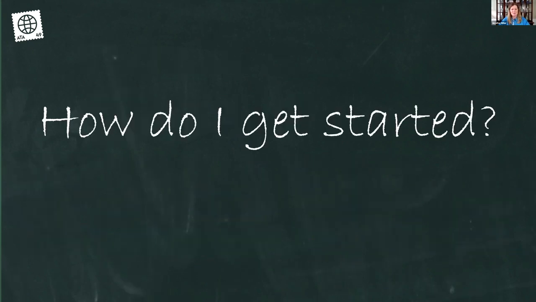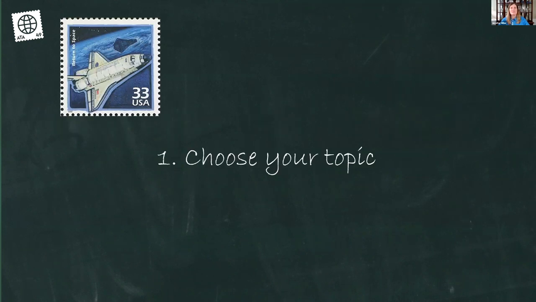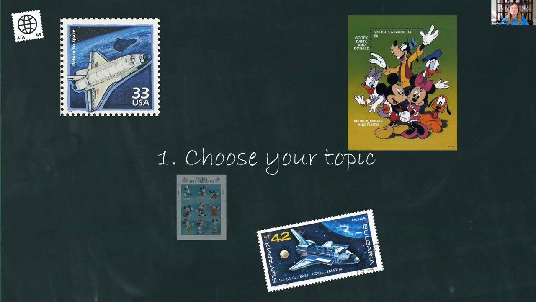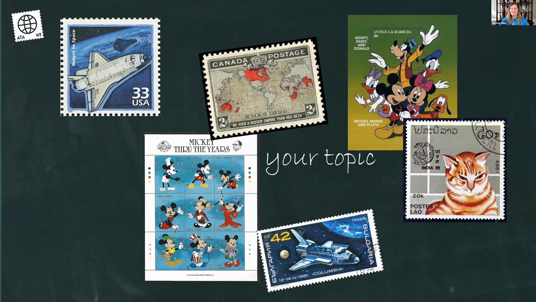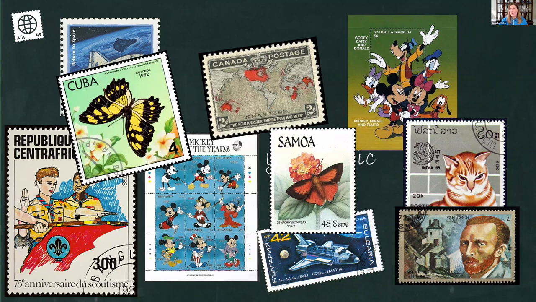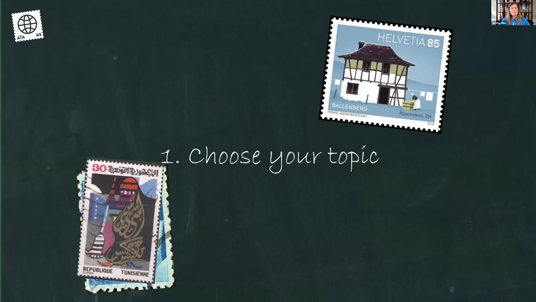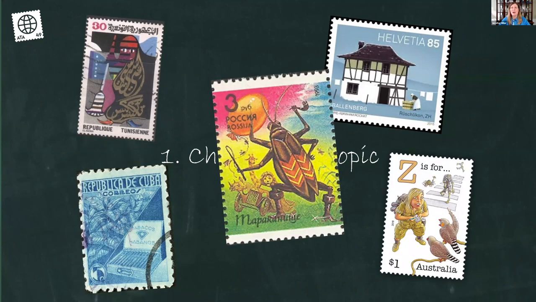So how do I get started in topical collecting? The first step would be to choose your topic. Now, this might be the easiest step, or it might be the hardest. American Topical Association members collect over 1,500 different topics, from abacuses to zoos. This might seem overwhelming. There are popular topics including space, Disney, maps, cats, artists, scouts, and butterflies. There are also some more unusual topics, like cigars, laundry, brooms, zombies, or even cockroaches. Yes, there was an entire exhibit done on cockroaches.